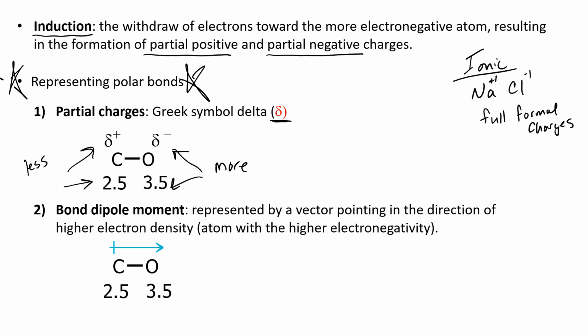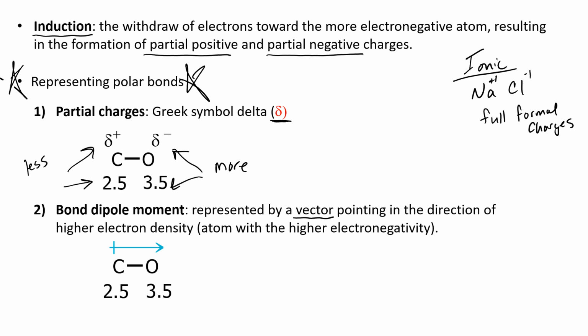The second way we can represent a polar covalent bond is by using something called a dipole moment, a bond dipole moment. This is going to be different than a molecular dipole moment when we get there, but for now, you need to know that a bond dipole moment is simply a vector, right? That's an arrow with direction and magnitude that points towards the more electronegative atom.